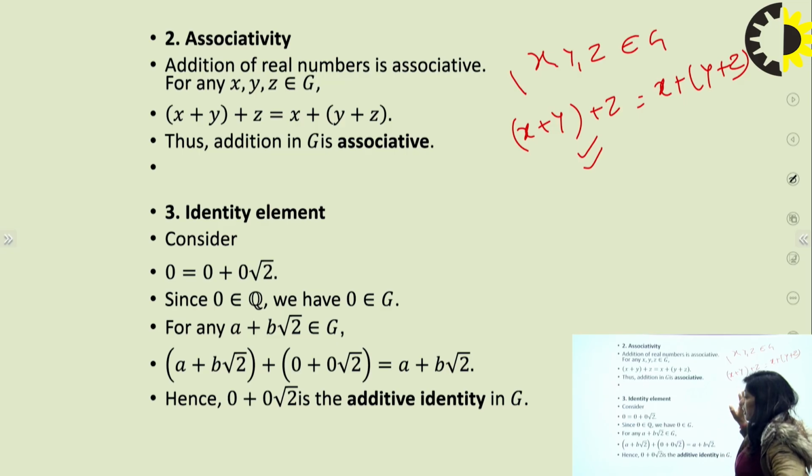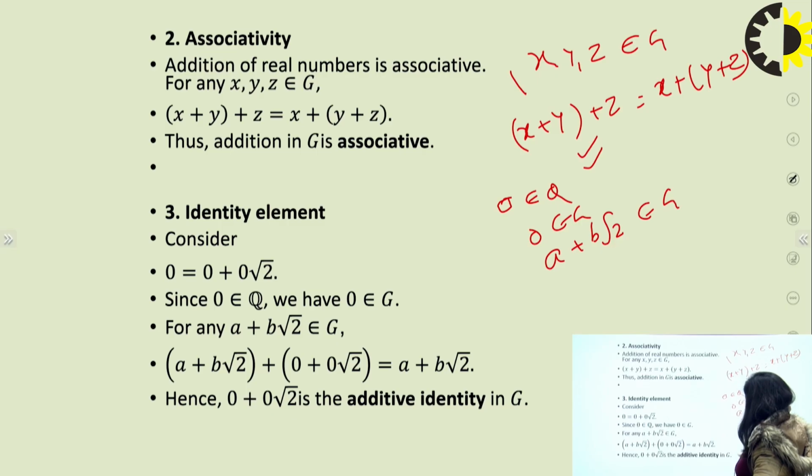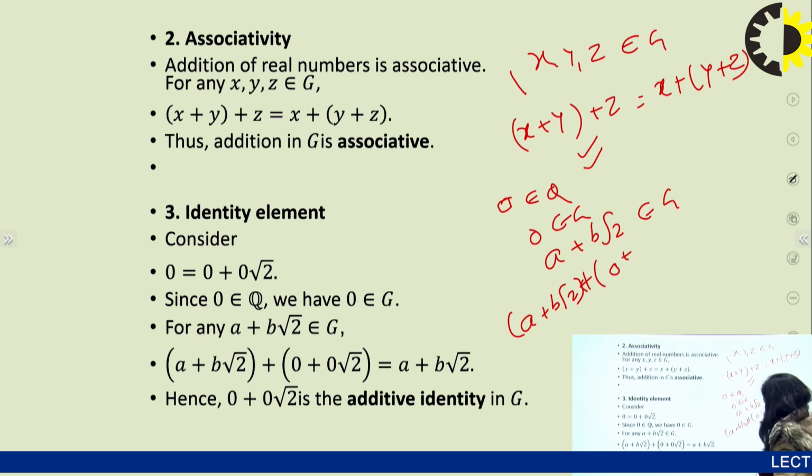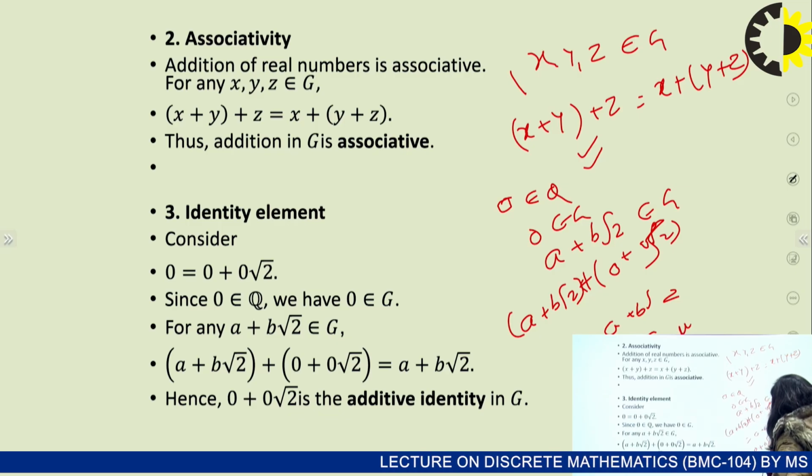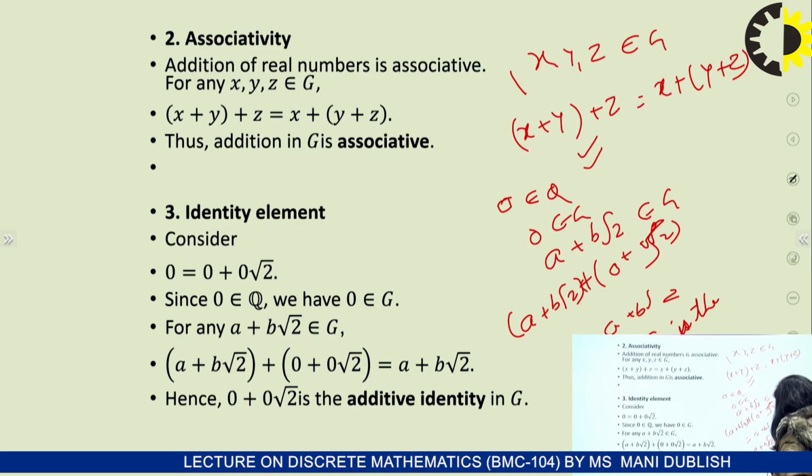Next one is the identity element. Consider we have 0, so we can say 0 belongs to Q, the set of rational numbers, and again 0 belongs to G. So for any a + b root 2 belonging to G, we can say a + b root 2 + (0 + 0 root 2) is equal to a + b root 2. So 0 + 0 root 2 is the identity element in the group G.